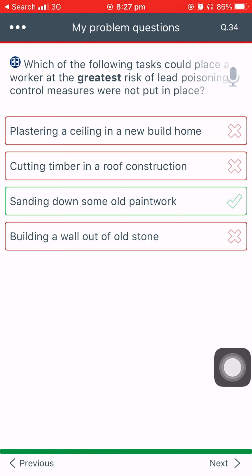Which of the following tasks could place a worker at the greatest risk of lead poisoning if control measures were not put in place? Plastering a ceiling in a new build home. Cutting timber in a roof construction. Sanding down some old paintwork. Building a wall out of old stone.